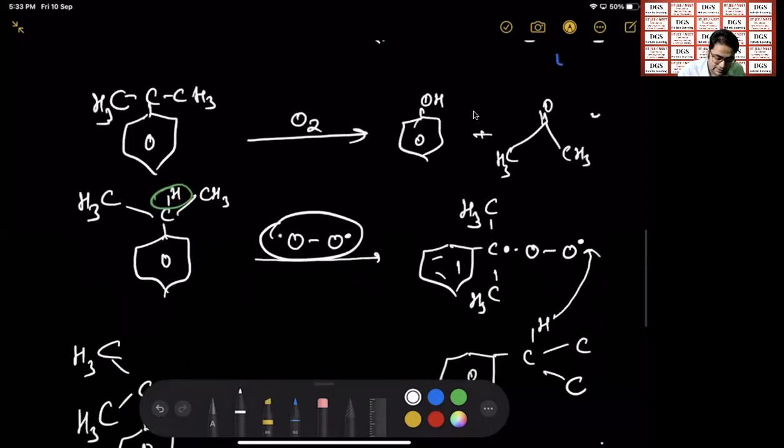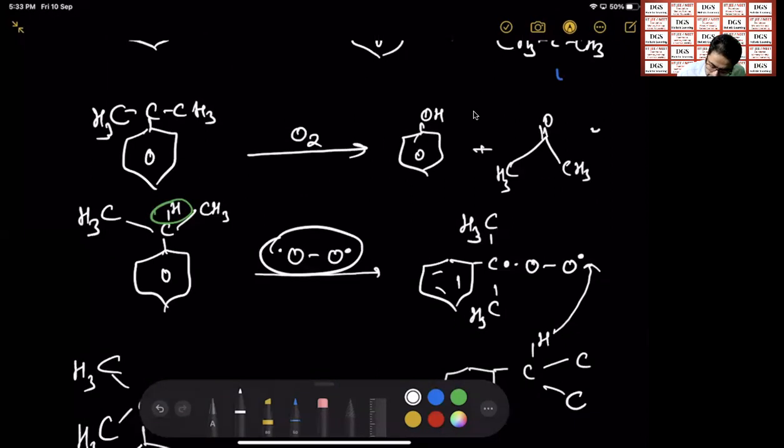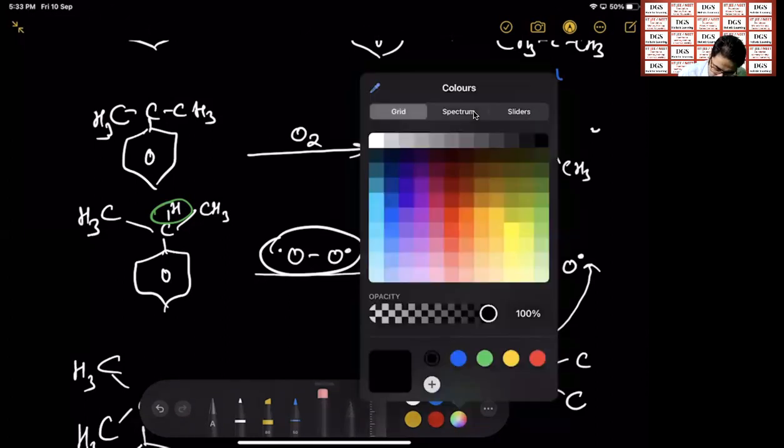Let me revise this once again. This is my cumene. By using this atmospheric oxygen, what we are actually doing is extracting this hydrogen, which is predominantly liable to be extracted. And why is it so? What happened? What is wrong with this?